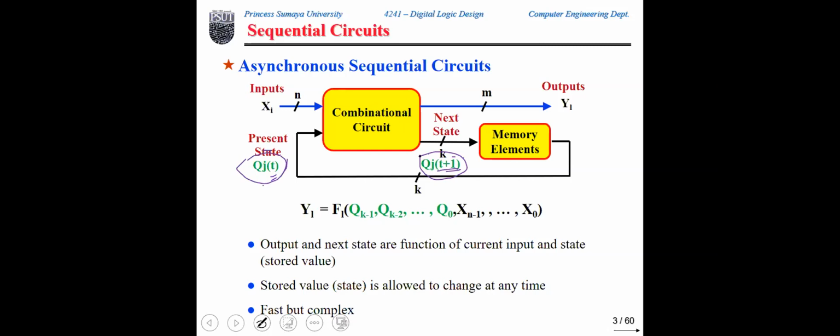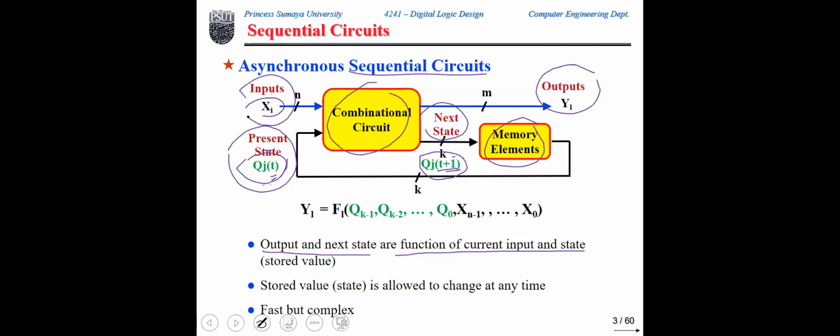So this is a sequential logic circuit: combinational part, memory, and all that stuff we discussed. The output and next state are functions of the current input and state. So the output is a function of X and the present state, which is the external input and the present state. And at the same time, the next state, the value to be stored in the memory, is also a function of the present state and X. So both the output and next state are functions of the present state and inputs.